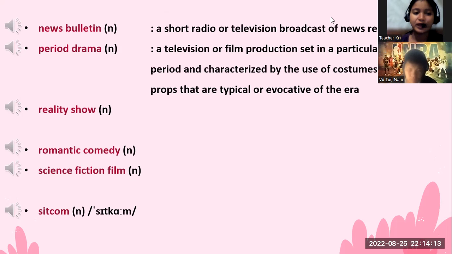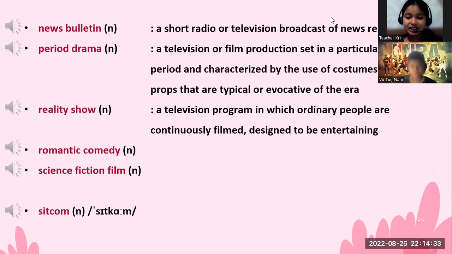So next is reality show. Reality show. Okay, one more time. Reality show. Okay, so a reality show is a television program in which ordinary people are continuously filmed, designed to be entertaining. A television program in which ordinary people are continuously filmed, designed to be entertaining.